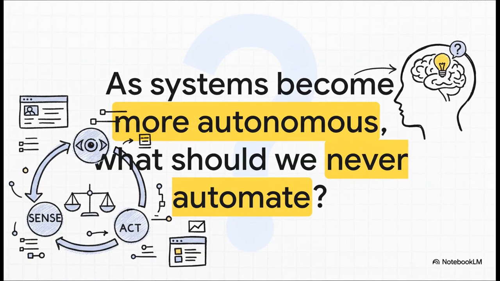And that leads to a final, really important question. As these control systems get faster, smarter, and more woven into our daily lives, what's the one thing, the one decision that we should never, ever hand over to a machine?